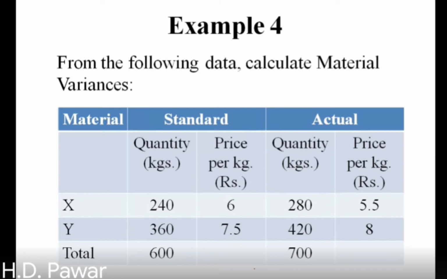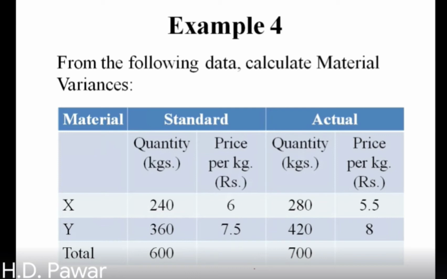Go up to example number 4. From the following data, calculate material variances. And here two kinds of material you can see, X and Y. 240, 360. Prices are given. Actual quantity is given, prices are given. Now necessary material variance is required to calculate.